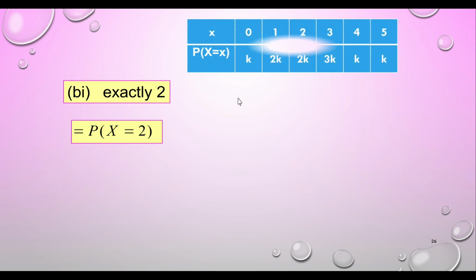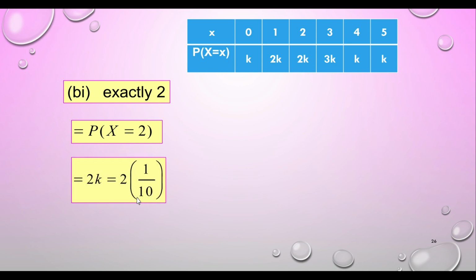B1, exactly 2, means we need to find the probability of x equal 2. From the table given, we know that the probability of x equal 2 is 2k. Then we sub k equal 1 over 10. Hence, the probability of getting exactly 2 is 1 over 5.